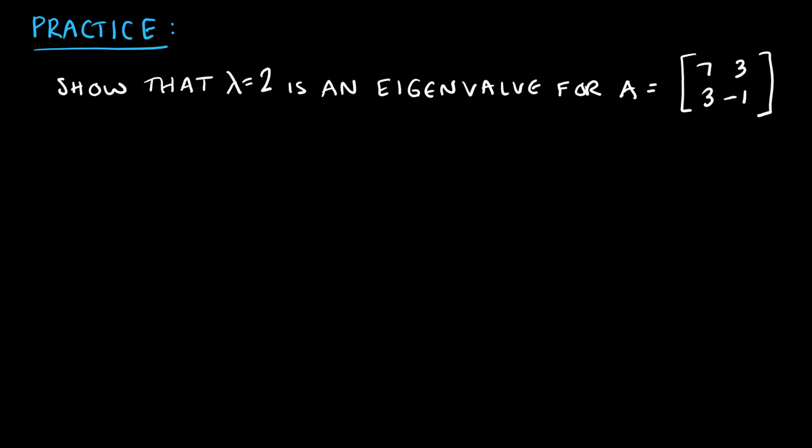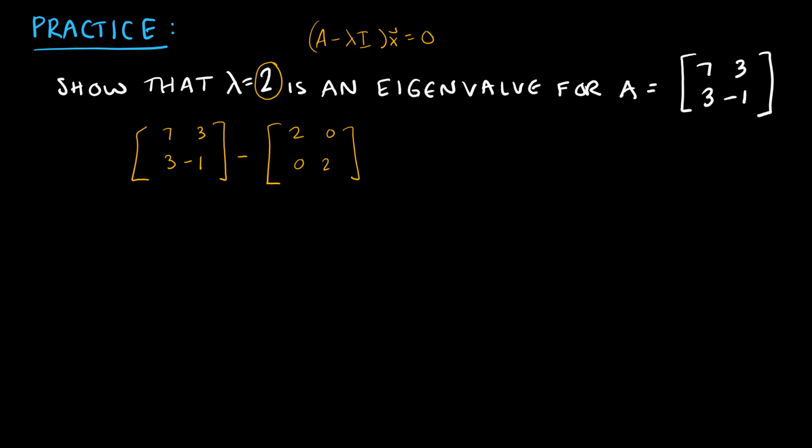So no surprises here. I'm using an eigenvalue of 2. And I'm going to take A, which is 7, 3, 3, -1. I'm going to subtract 2 times the identity. So again, I've got (A minus lambda I)x equals 0. So I'm taking 2, 0, 0, 2. 7 minus 2 is 5. 3 minus 0 is 3. 3 minus 0 is 3. And -1 minus 2 is -3.